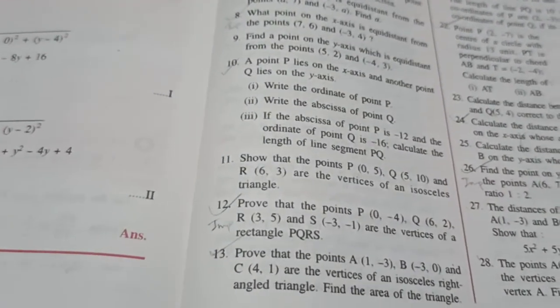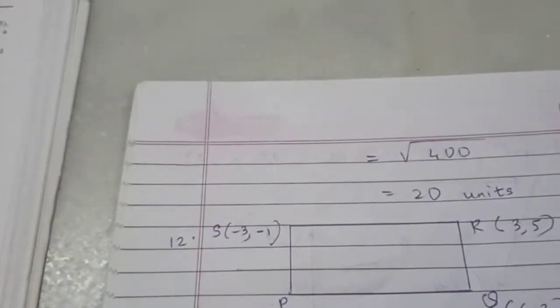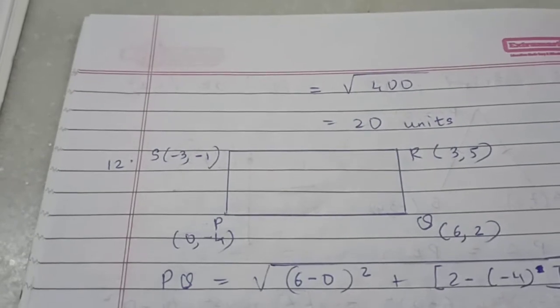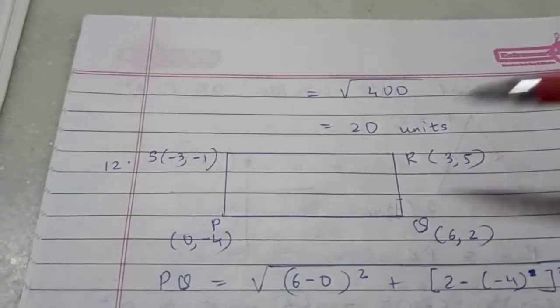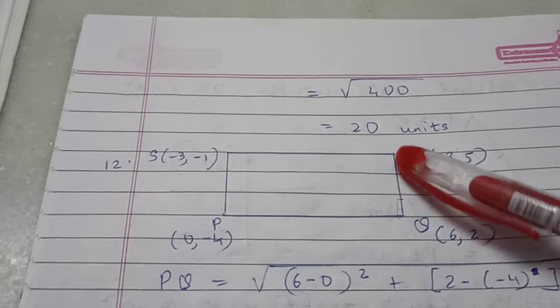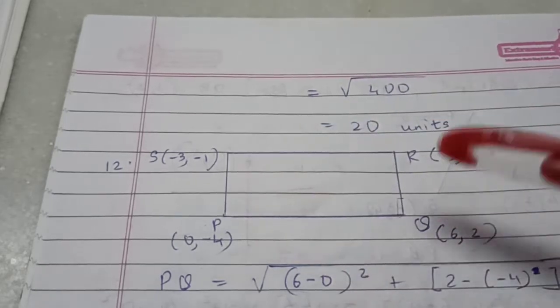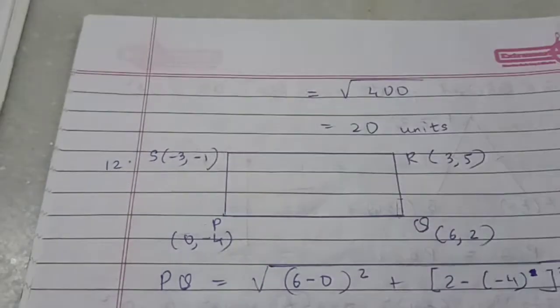Next, the 12th sum. It's an IMP sum again. Mark it as IMP. 4 vertices are given. We have to prove it to be a rectangle. I purposely have not made the right angle sign here because we have to prove that it is a rectangle. Right now I can only say that it's a quadrilateral. When is a quadrilateral a rectangle? When the opposite sides are equal.